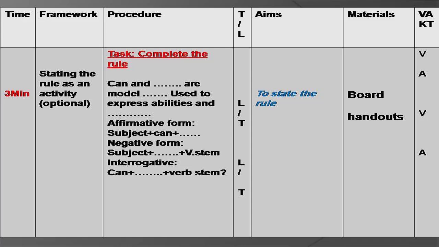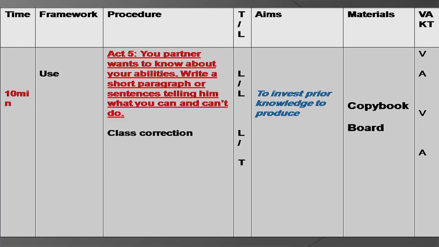And then in the use phase, of course, I'm going to contextualize my instruction. Your partner wants to know about your abilities. Write a short paragraph or sentences telling him what you can and can't do. Of course, you're going to show them the picture that you actually showed them at the beginning in order to make it clear for them.